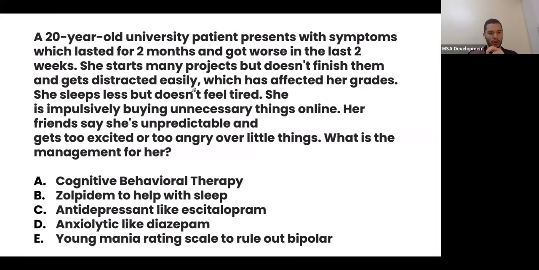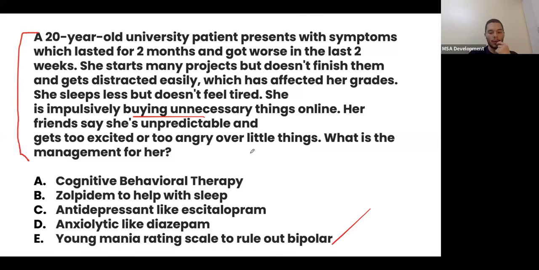Top. A 20-year-old university patient presents with symptoms which lasted for 2 months and got worse in the last 2 weeks. She started many projects but does not finish them and gets distracted easily, which has affected her grades. She sleeps less but doesn't feel tired. She's impulsively buying unnecessary things. Her friends say she's unpredictable and gets too excited or too angry over little things. What is the management for her? Perfect. Young Mania Rating Scale to rule out bipolar. Even though it's a very characteristic or typical case of bipolar, you still need to do the Young Mania Rating Scale.